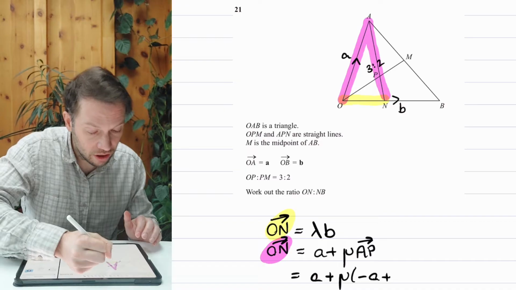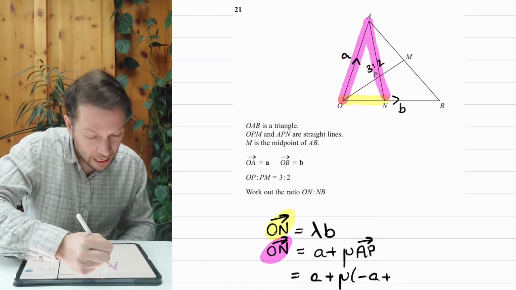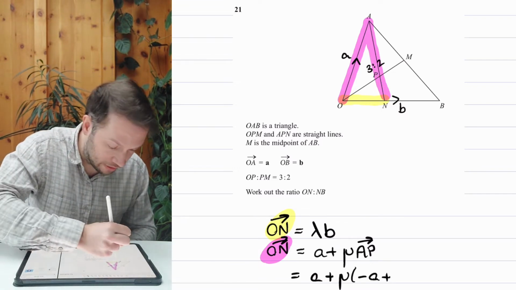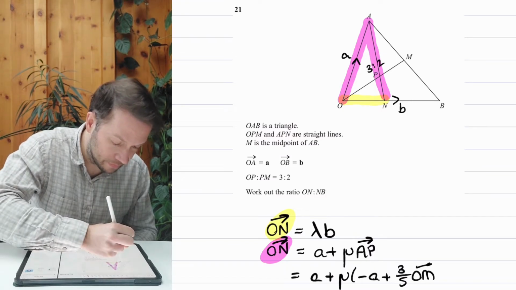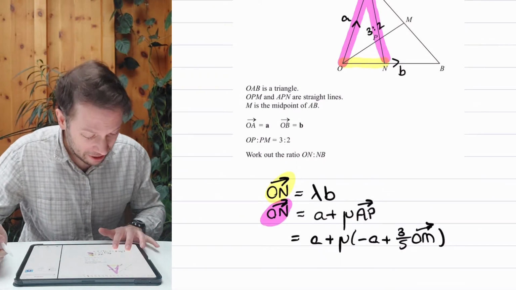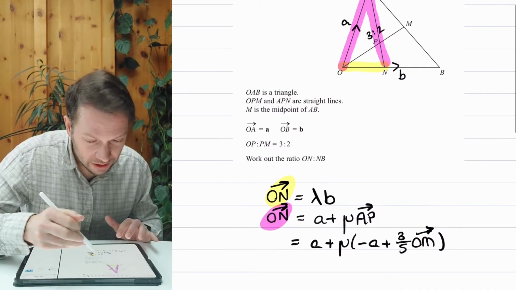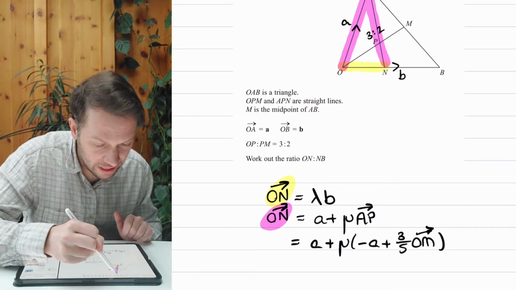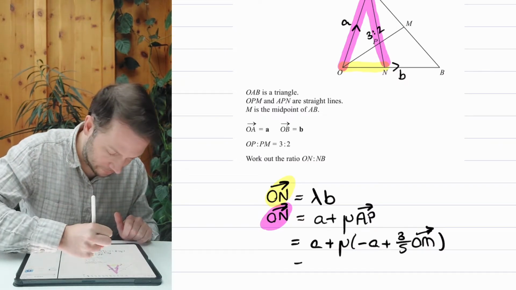What is that fraction? Well, this is 3 to 2, so the total number of parts is 5, and we're going 3 of those 5 parts across. So therefore, it's going to be 3/5 of OM. And again, we need to go further because we don't know what OM is. So how do you work out what OM is? And that's a more typical GCSE vectors question. To get from O to M, well, we could go from O to A and then A to M. So let's write that in.